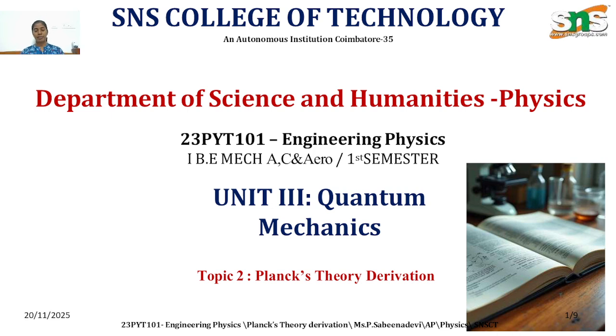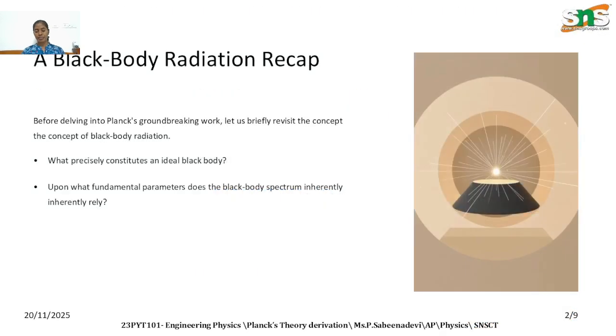In this video, I am going to explain Planck's theory of derivations. In the previous video, I explained black body radiation. A black body is any object coated with a black pigment, so it is nearly a black body. The black body absorbs all the radiations and emits all the radiations at a particular temperature. It will not reflect or transmit the radiations. So these are from the previous topic.